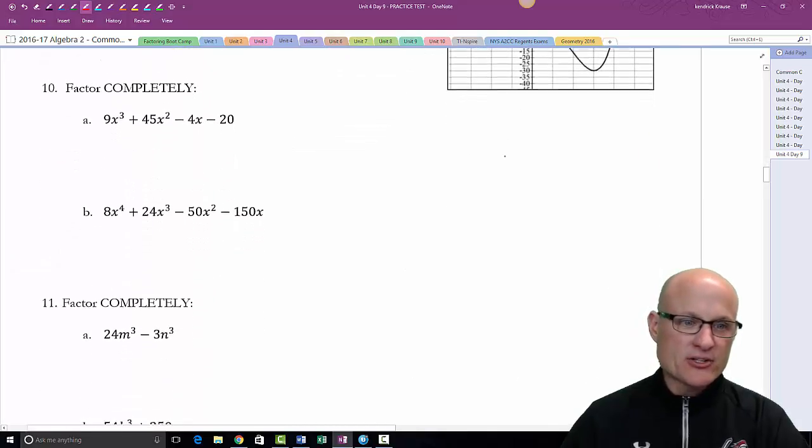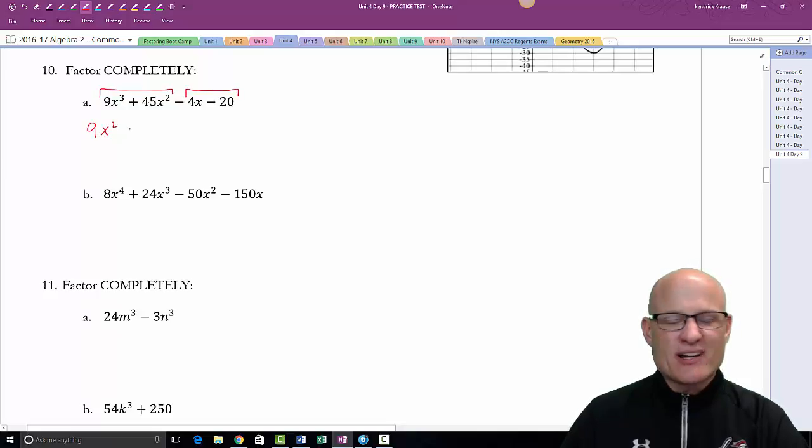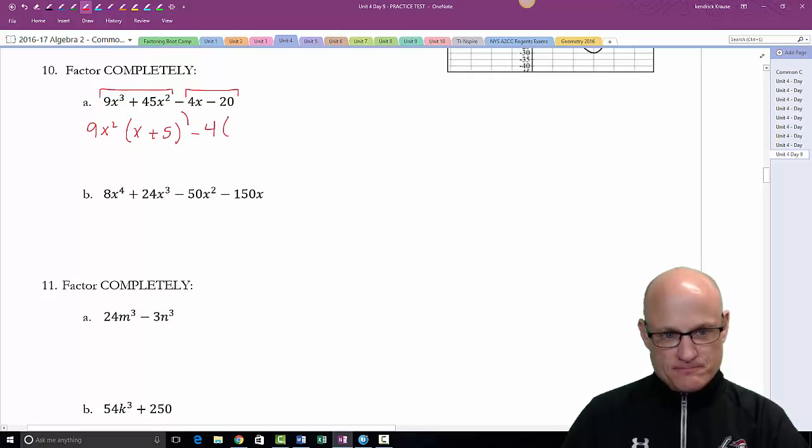All right. Factor completely. Okay. It's got 4 terms. We're going to group. And I can take out a 9x squared. As soon as I see a 9x squared, I'm already ready for difference of perfect squares. I know it's got to be coming. This is x plus 5. Copy over the minus. Between these two, I can take out a 4. X plus 5. The reason it's plus 5, for 2 reasons. I want these parentheses to match.